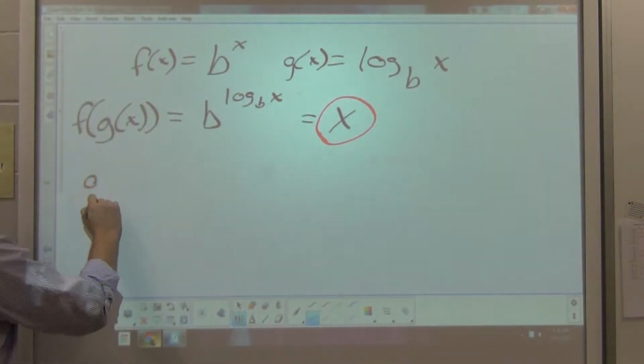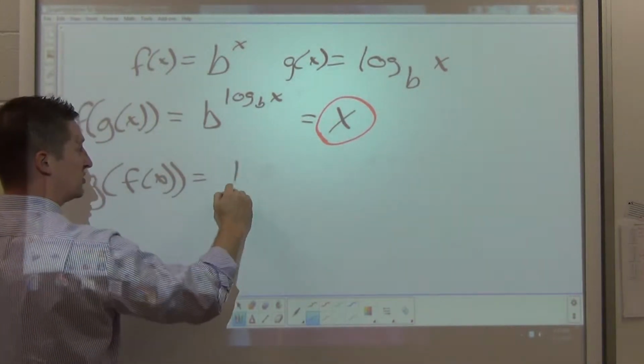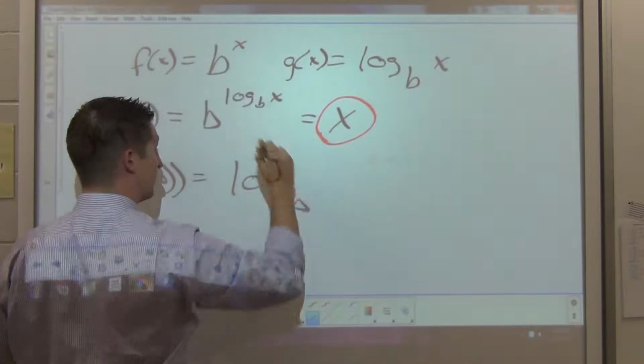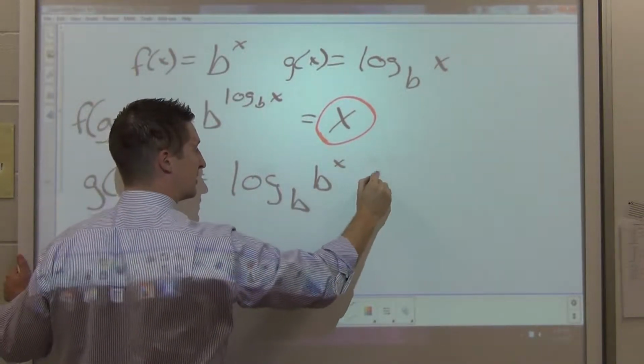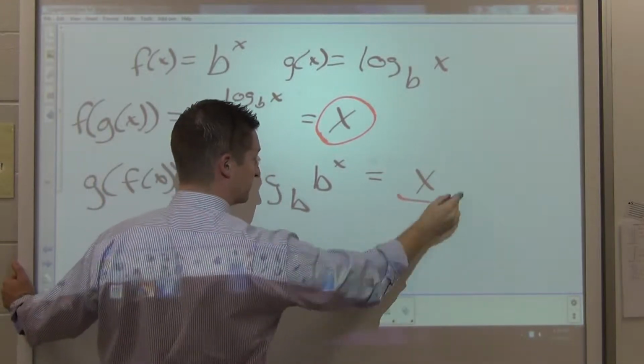And when I go the other way, I'm going to take the g of f of x and compose them. Well, that'd be g, which is the log base b of something. I replace x with the other function, b to the x power. This expression is also equal to x, the identity function.